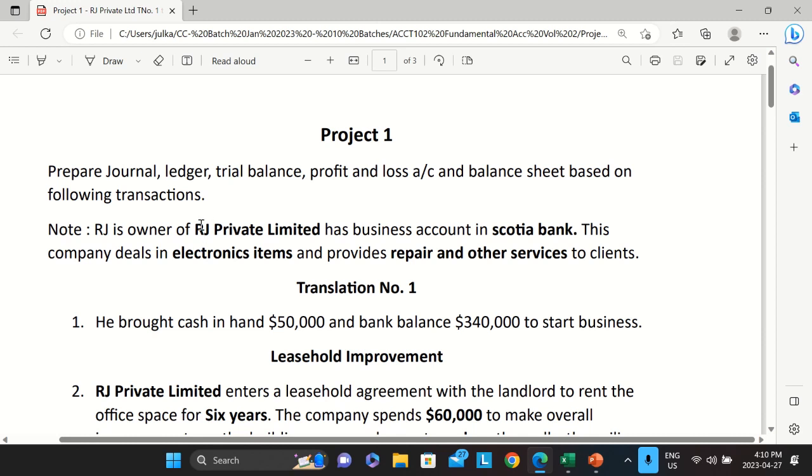The owner of the business name is RJ Private Limited. He has brought some amount here into the business. So first of all, we should know that the owner of the business has one account in the bank, and the bank name is Scotia Bank. And this company deals in electronics items and provides repair and other services as well to the clients. So the first transaction is that he brought cash in hand $50,000 and bank balance $340,000 to start the business.